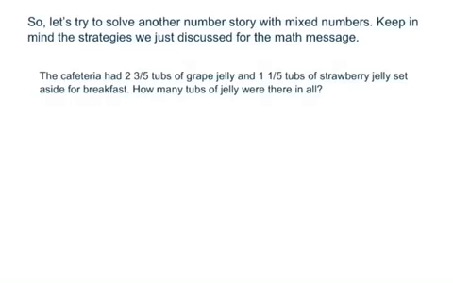So let's try another number story with mixed numbers. Keep in mind those strategies I just talked about with the math message and see if they'll help you with this problem. So here it is. The cafeteria had 2 3/5 tubs of grape jelly and 1 1/5 tubs of strawberry jelly set aside for breakfast. How many tubs of jelly were there in all?